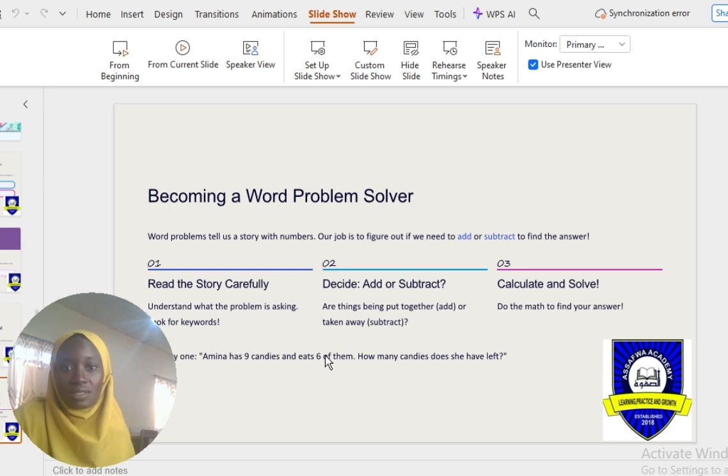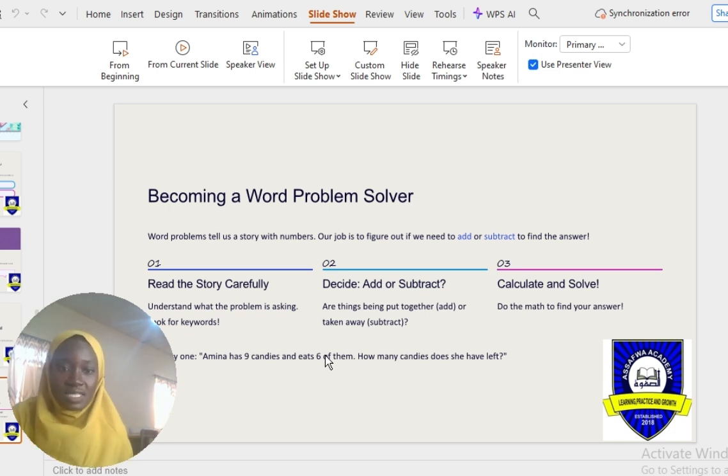Our job is to figure out if we need to add or subtract to find our answer. Now you're going to read the story. You read the story carefully. After reading that, you understand the problem. After doing that, the next thing is you decide whether to add or to subtract. Are the things being put together? If they are being put together, you know you're going to add. And if they are taken away, you know you are going to subtract. After doing that, you calculate and you solve.